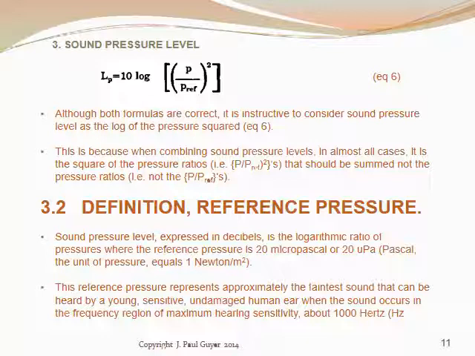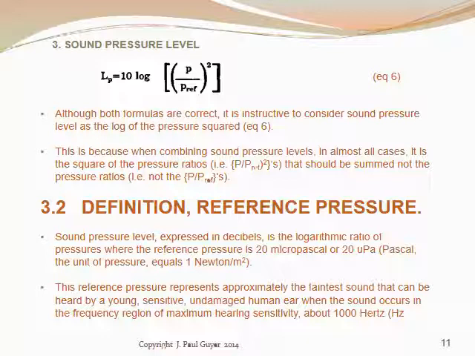The reference pressure: sound pressure level expressed in decibels is the logarithmic ratio of pressures where the reference pressure is 20 micropascals. Pascal is the unit of pressure, equal to 1 Newton per meter squared. This reference pressure represents approximately the faintest sound that can be heard by a young, sensitive, undamaged human ear when the sound occurs in the frequency region of maximum hearing sensitivity, which is about 1000 hertz. A 20 micropascal pressure is 0 decibels on the sound pressure level scale.